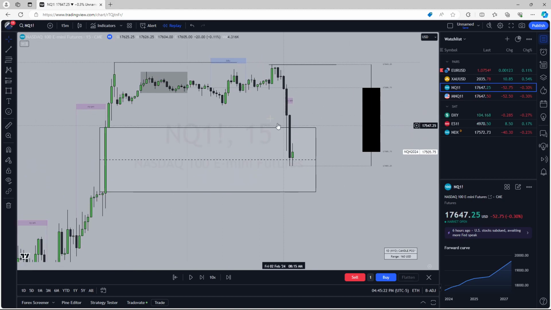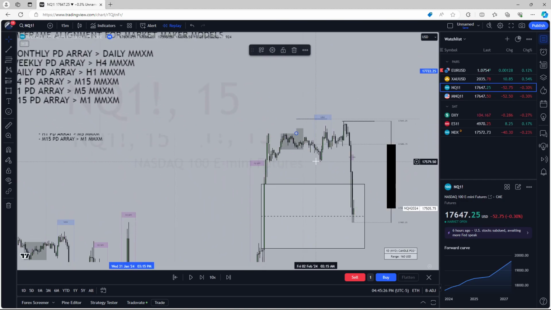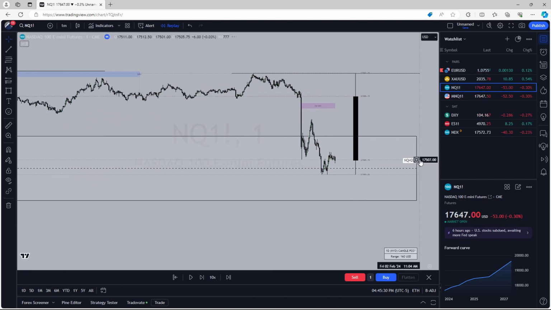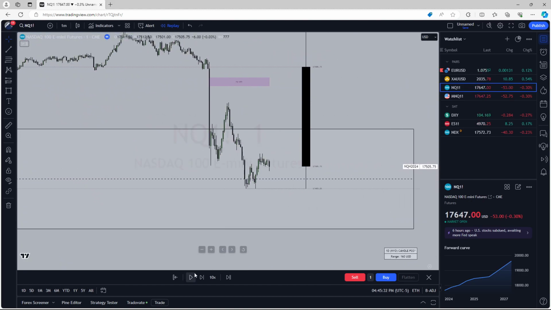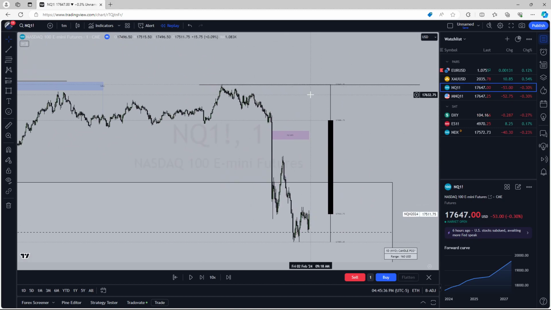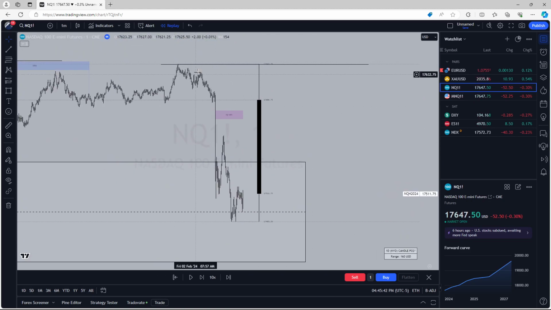Price goes in here. What are we looking for? 15-minute time frame, 1 minute MMXM. I go on the 1 minute chart. Scalping territory. I know some of you like to scalp, right? Now what am I targeting? This high right here, right? Because after price respects this fair value gap, price goes to ERL, IRL, then ERL, right?